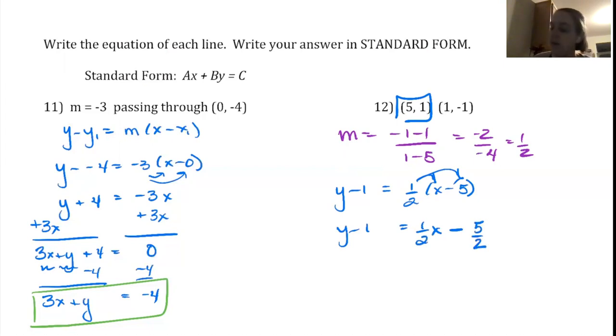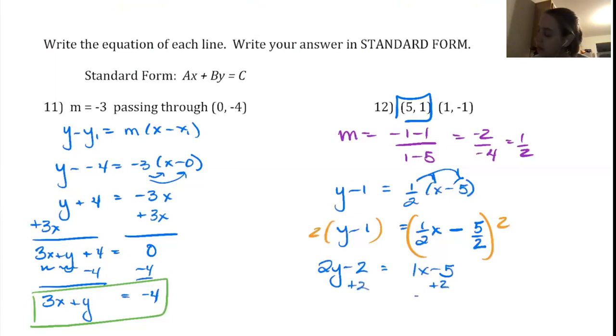How did we get rid of the fractions? We multiplied everything by 2. So we have 2y minus 2 is equal to 1x minus 5. I am going to add the 2 to both sides. So 2y is equal to 1x minus 3.